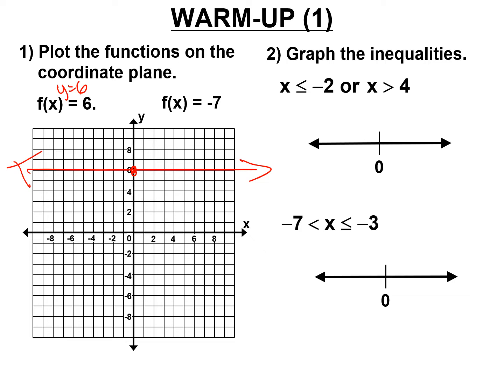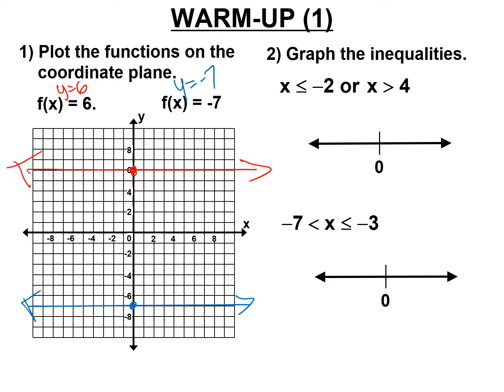Graph f of x equals -7 on the same graph. Well, that's a horizontal line in which every point is the same as y equals -7. The y coordinate is -7 everywhere on the graph.